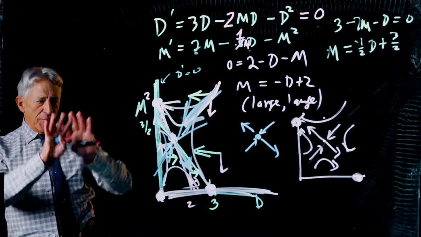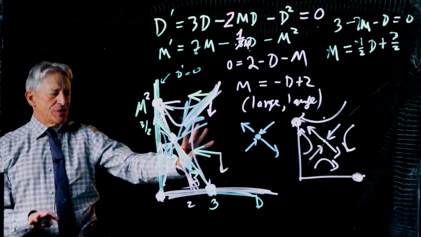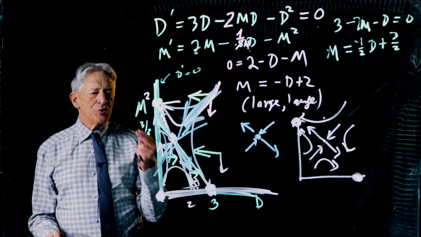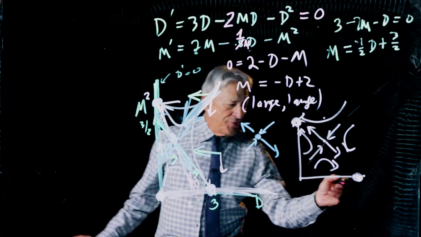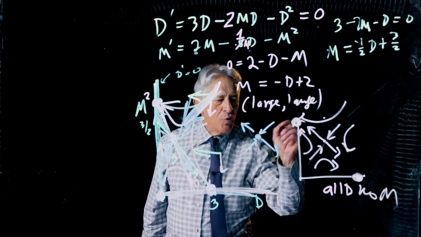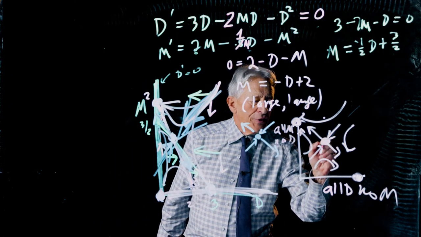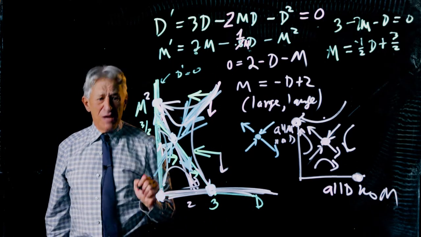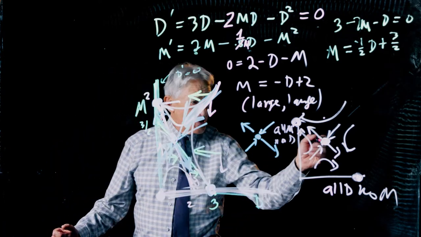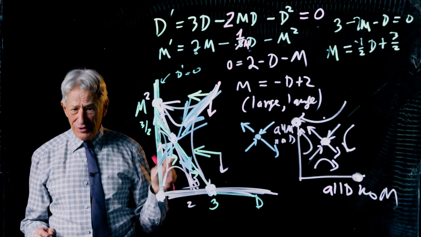Now, that's the math. How do we read that state space diagram? Well, what it's telling us is there are only two stable equilibrium points. This one, which is all D, no M, and this one, which is all M, no D. The old equilibrium point here is still there, but now it's unstable. And because it's unstable, it means the system can't stay there. And the system is going to go to one of the two stable equilibrium points, which is all D, no M, or all M, no D.